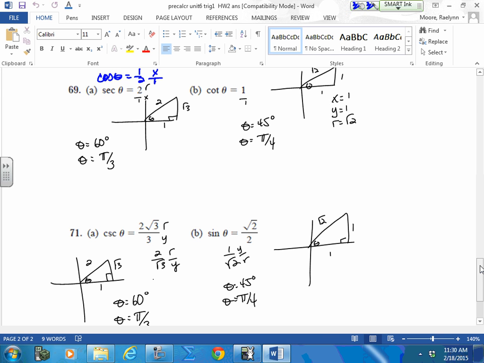71 A and B are harder to recognize because they've already been rationalized. So sometimes what's easier is to unrationalize them, if you will. I started out like this and multiplied top and bottom by radical 3. This is what's going to lead you to your special triangle. This might not. But once you set this up, if I set this up to say 3 is over here, this is my r over y, so this is this piece.